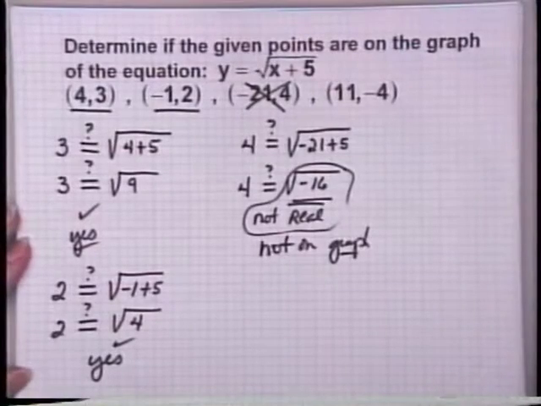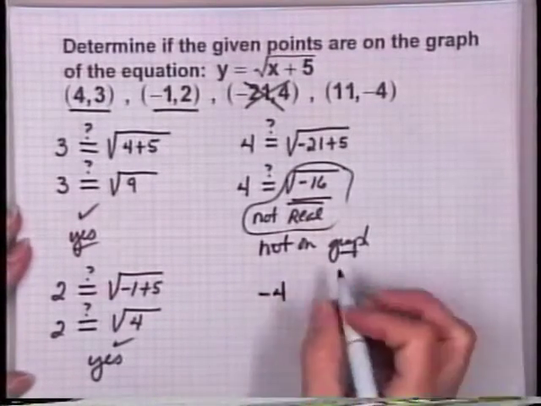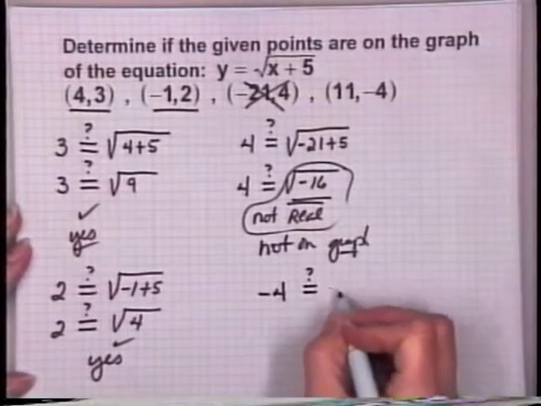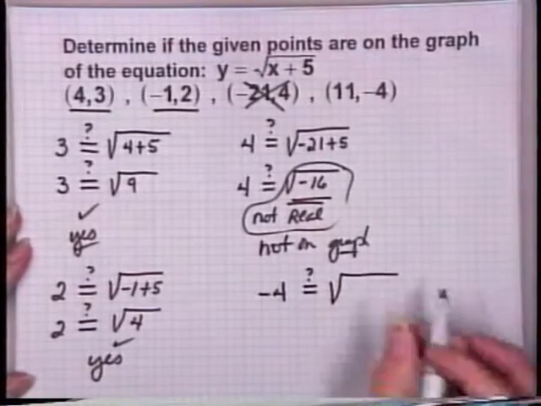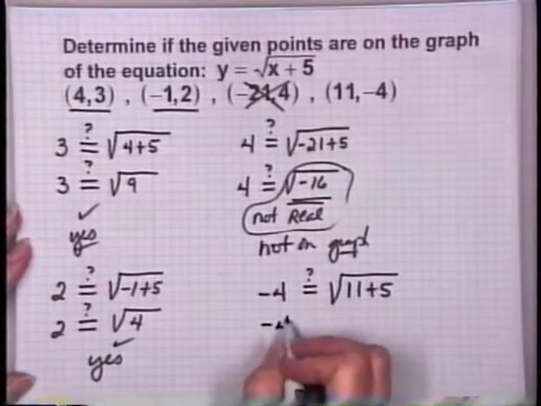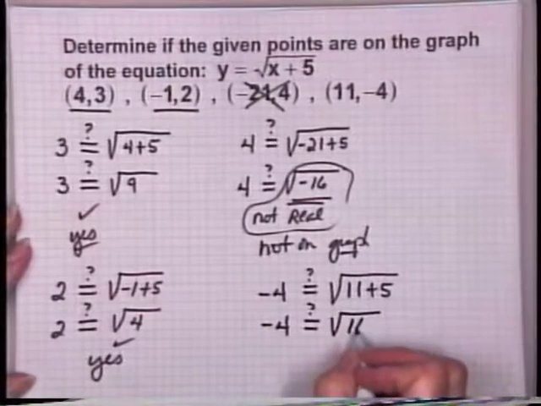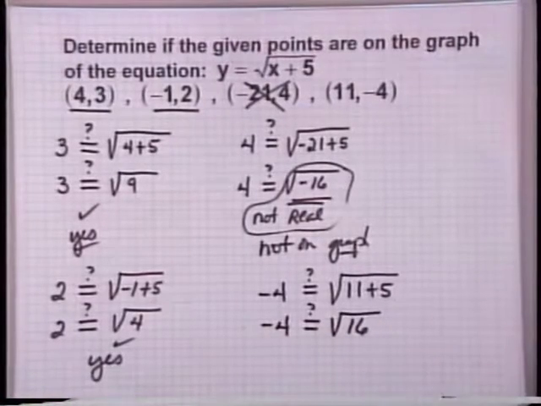Okay, our last point here, y is -4. So let's put that in, -4. Does that equal the square root of, x is 11, 11 plus 5. So we have -4. Does that equal the square root of 16? Now, what about the square root of 16? All of you know that if you square -4, you can get 16, can't you?